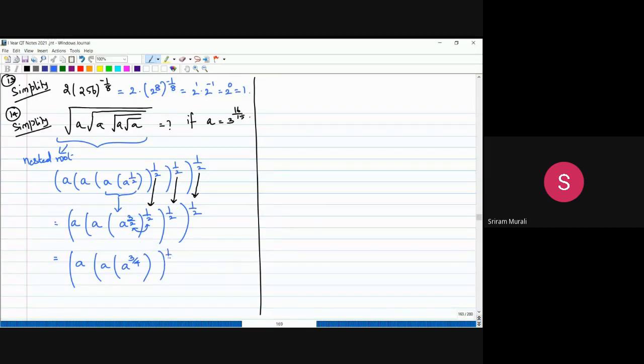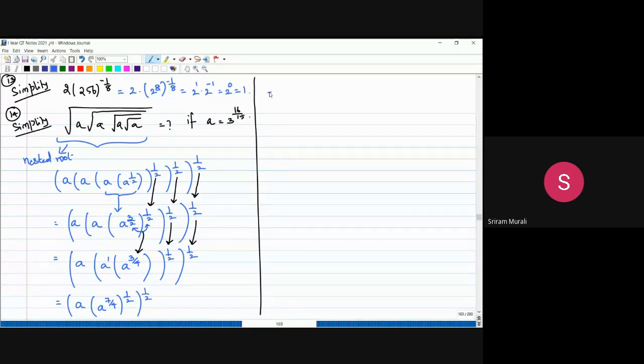Now I get 1/2 and then one more 1/2. This 1/2 has come here, and this 3/4 has come here. What is the next step? This is equal to a into another a power 7/4. The 1 plus 3/4 will be 7/4. That power 1/2, the whole power 1/2.